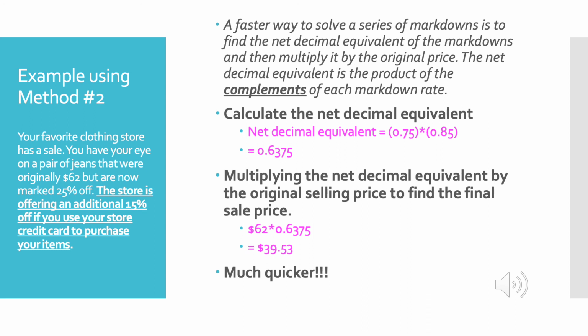I then use that net decimal equivalent and multiply it by the original selling price to find our final sale price. So the jeans were originally $62. I take that 62 times my net decimal equivalent of 0.6375 and we get $39.53. Notice this is exactly the final amount we got using method 1, but this is much quicker.